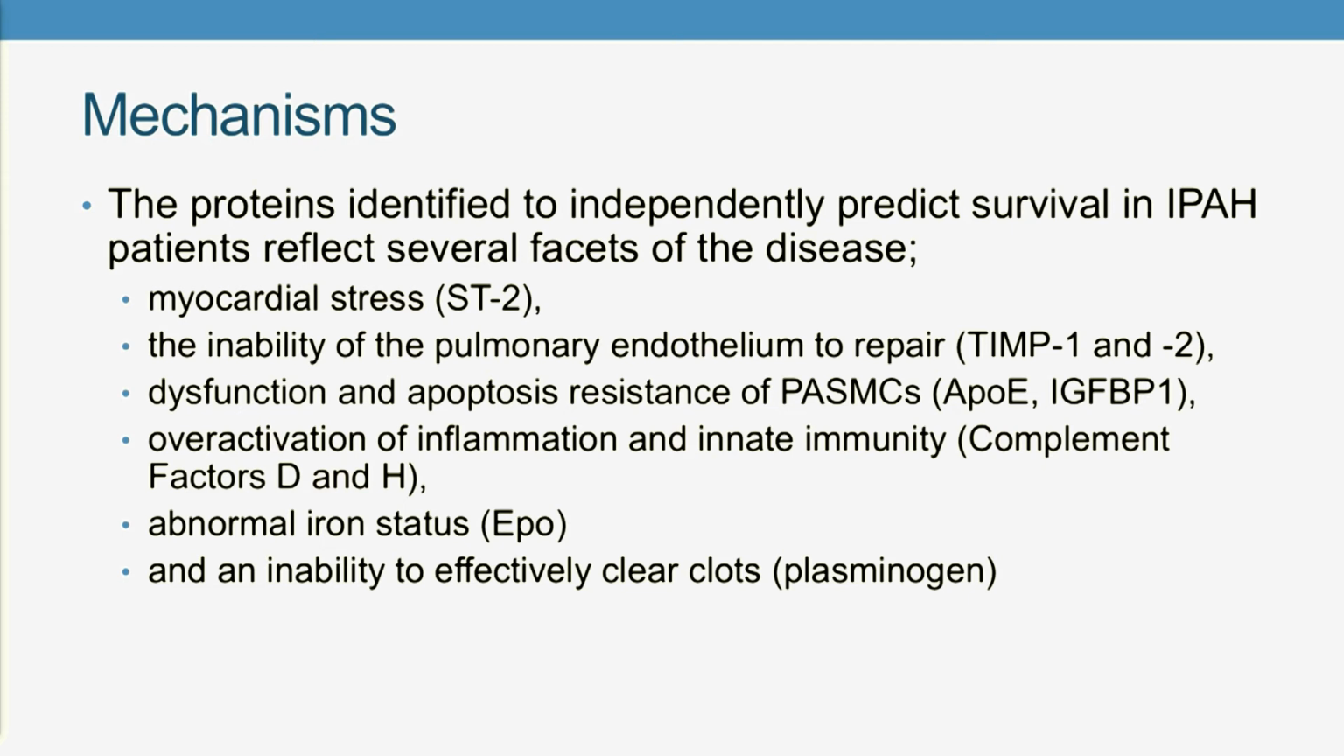Erythropoietin, obviously abnormal iron status we've associated with pulmonary hypertension and outcomes. And reduced plasminogen levels suggest an inability to effectively clear clots in these patients, which is obviously very relevant.